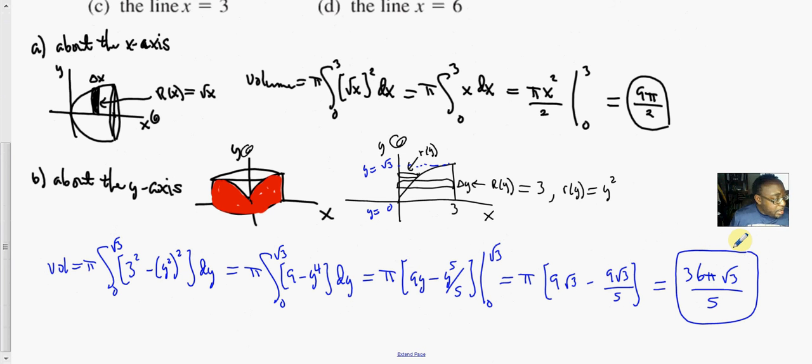Now part C, here you want to evaluate this about the line x equal to 3.